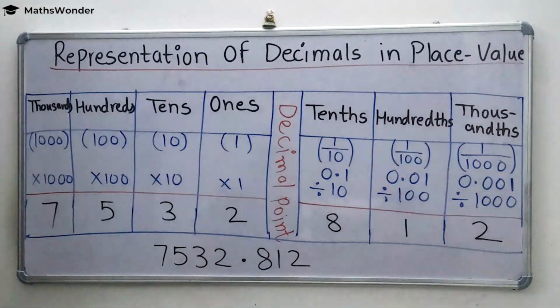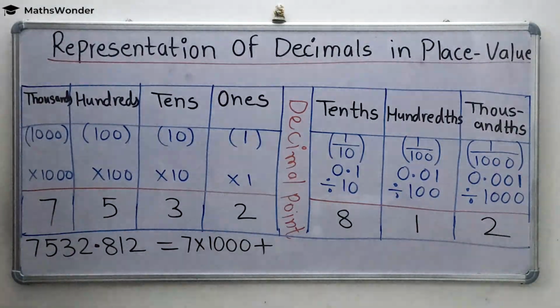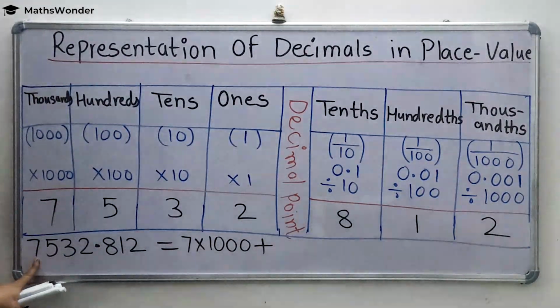Now with the help of place value, how will you write it in the expanded form? You can write this decimal number in expanded notation also. So 7 times, 7 is at the thousands place.